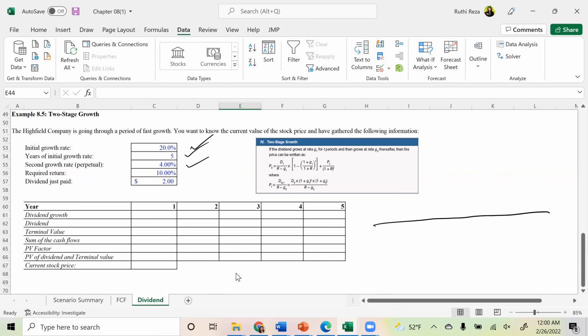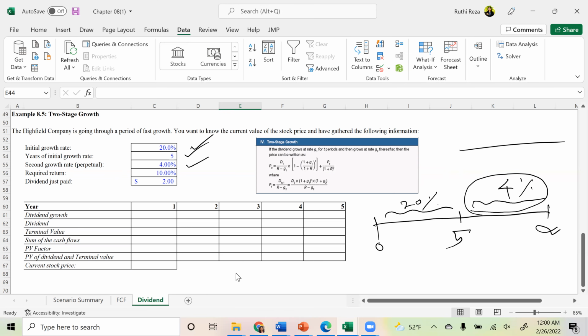So in this case, you can see in this timeline, we have this supernormal growth rate of 20% from year number 1 to 5. And then right after year number 5, our constant dividend growth rate will start, and it is going to continue forever. So we can apply the constant dividend growth rate formula for this constant growth rate period.